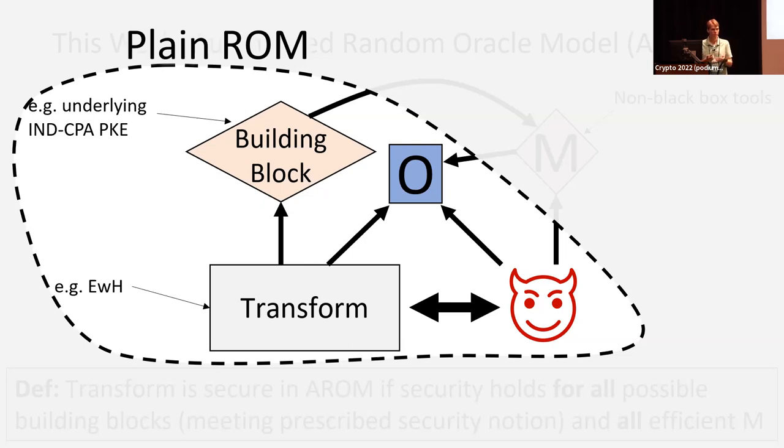In our case, it'd be the deterministic encryption experiment. And along the way, the adversary can also query the random oracle. Okay, so this is stuff we're all familiar with. This is the standard random oracle model.